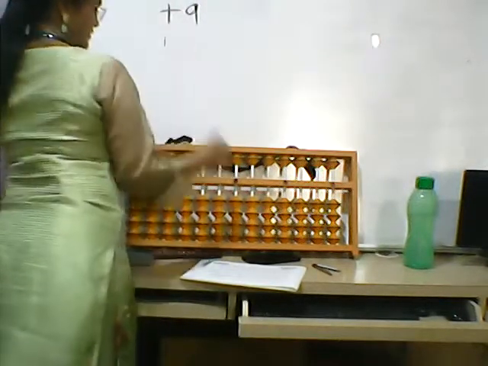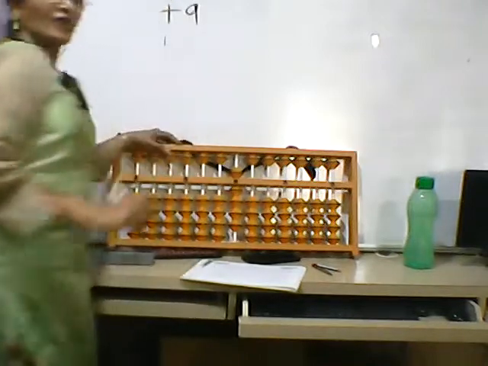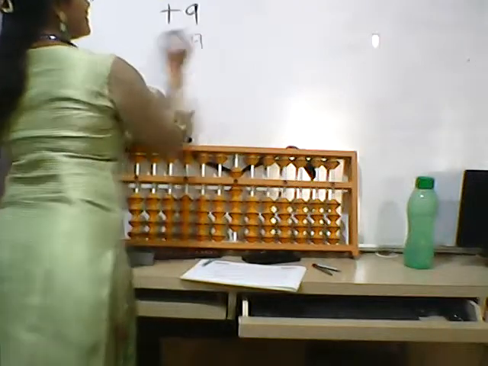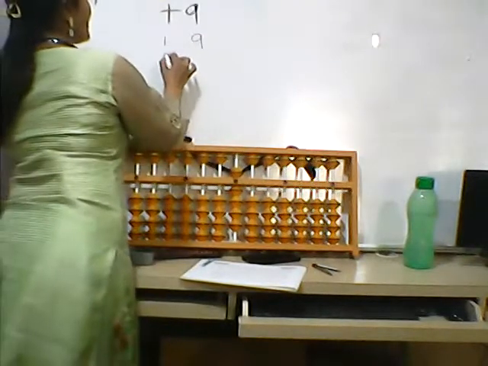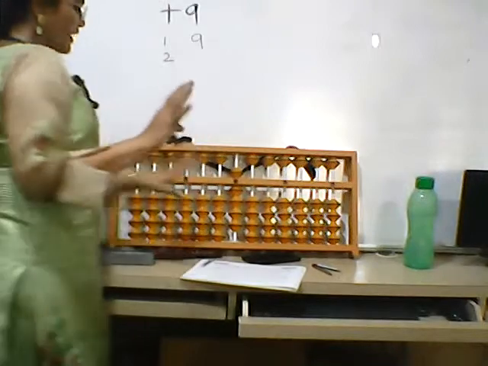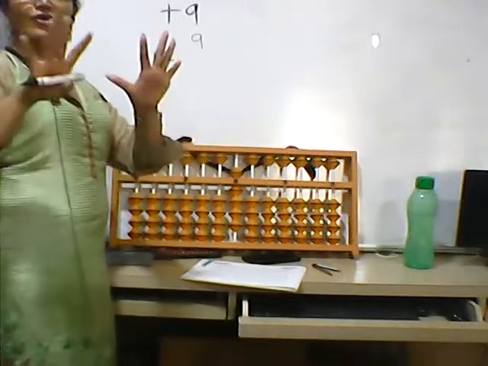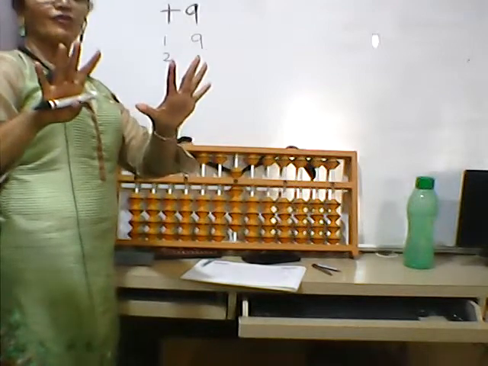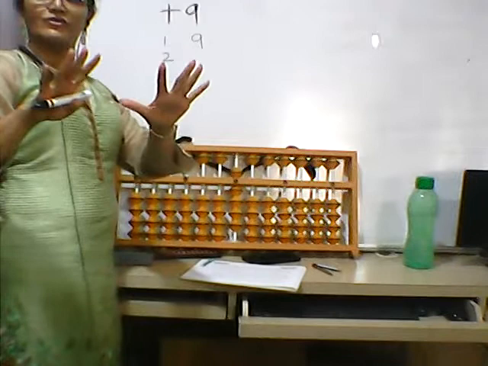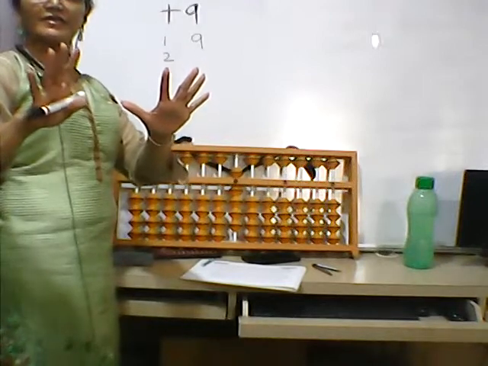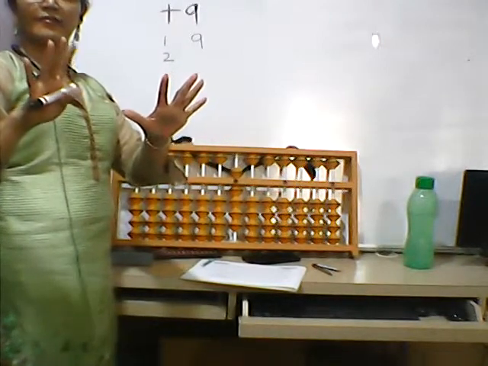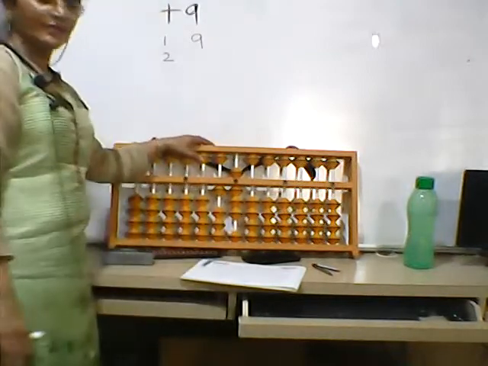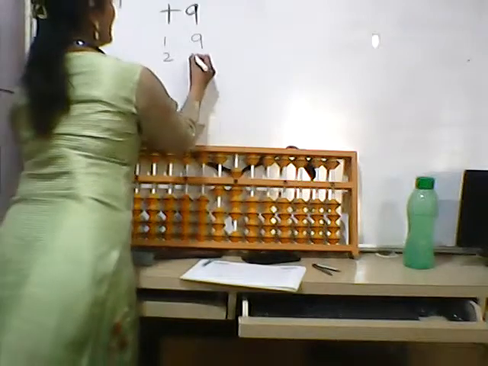1. It is 5 and 4. Close action. Plus 9 directly? The answer is 9. Again plus 9. So, can you do 9 directly? No. Take the help of big friend 10. You want to add the number 9. So, 9 ka friend minus 1. Minus 1 plus 10. So, the answer is 18.